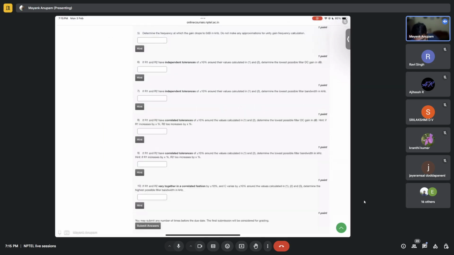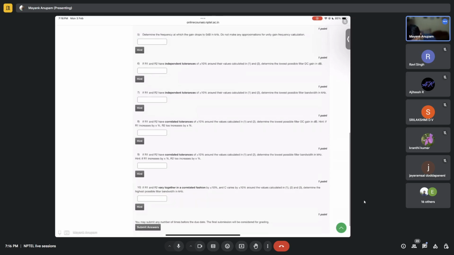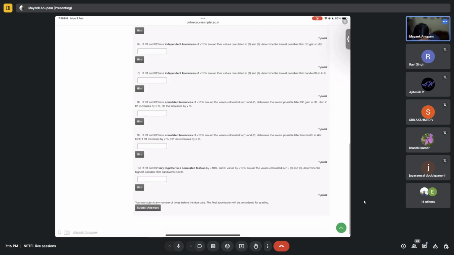If R1 and R2 have correlated tolerance of 10% around the values calculated in 1 and 2, determine the lowest possible DC gain in dB. Yeah, it is actually seen here. The hint says, if R1 increases by X%, R2 also increases by X%. So here they have exactly told what they mean by correlation.